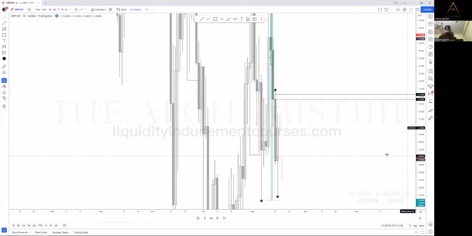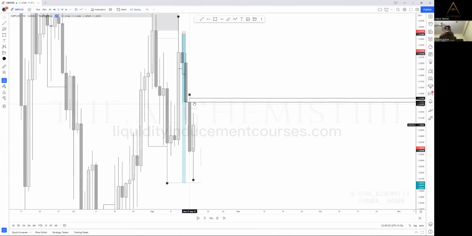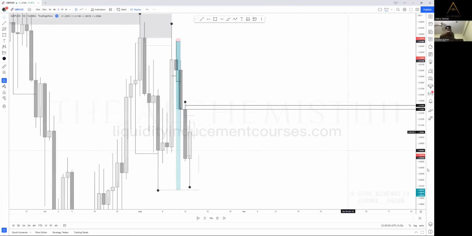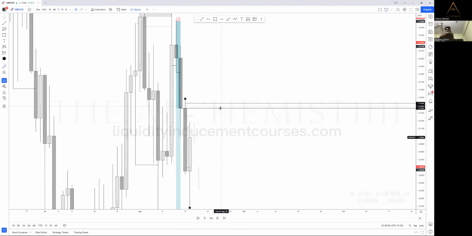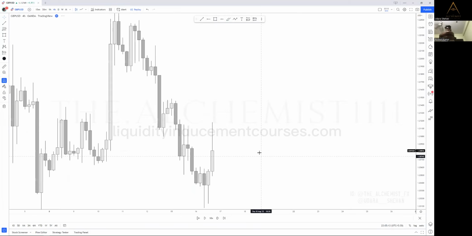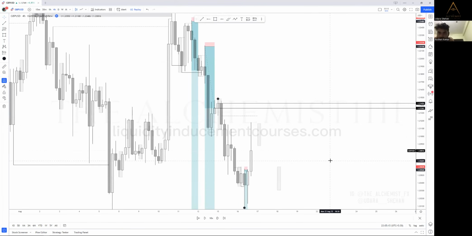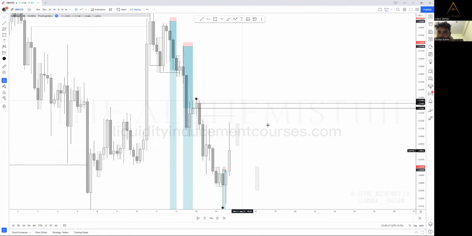What did we have? We had a rejection block in here, a daily rejection block. But the thing is, about 4 pips away from the daily rejection block, we had a 4-hour rejection block as well. Can you see that? So now they're very close to each other, right? So what can you do? Wait for reaction from the bottom one, snipe it from the top one. Can you understand that? Okay, so now let's wait.